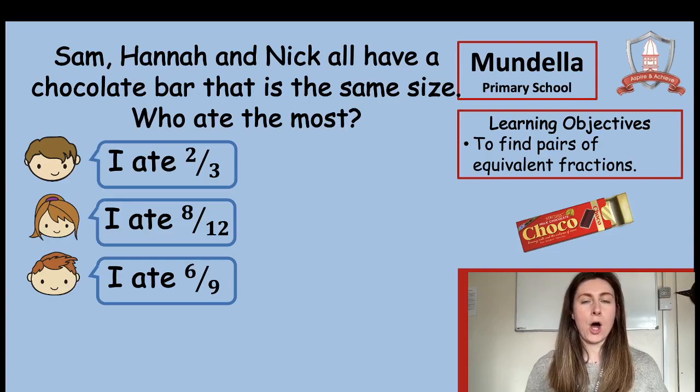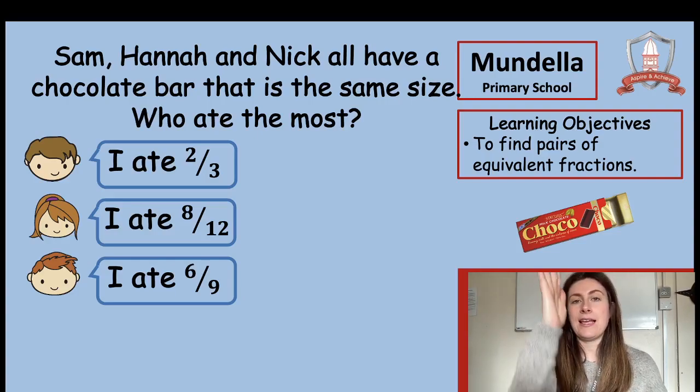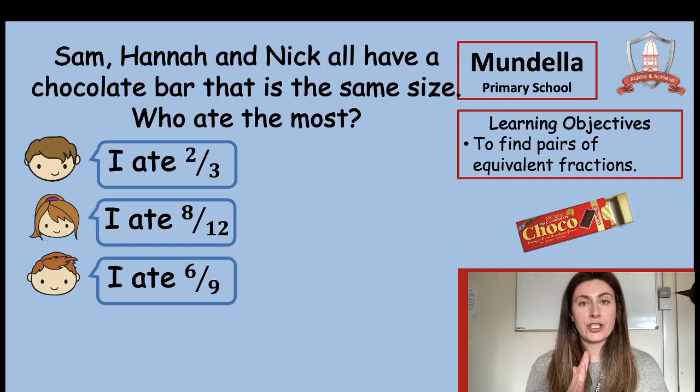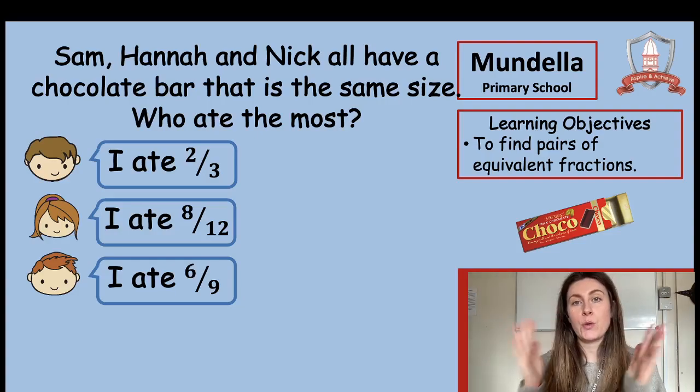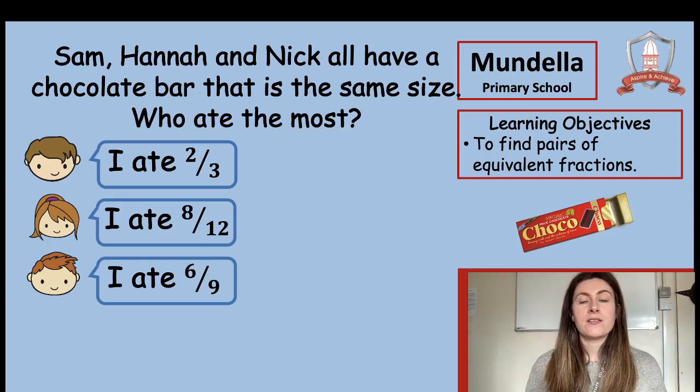Now, we've been using bar models, haven't we? We've been using bar models to help us to see equivalent fractions. So maybe I could use that to see who has done more. So the first thing I need to do is make sure that each of my bars are the same size, and then I need to split them into equal groups.